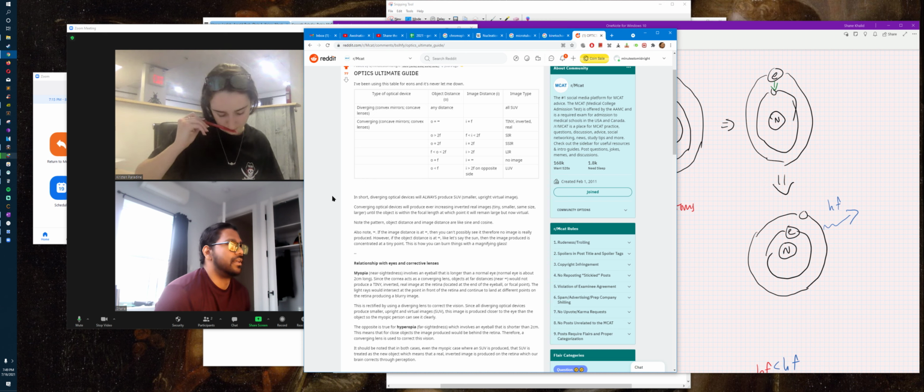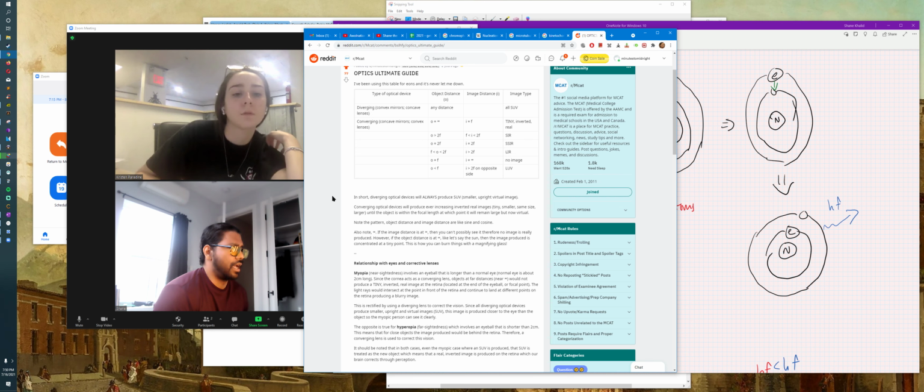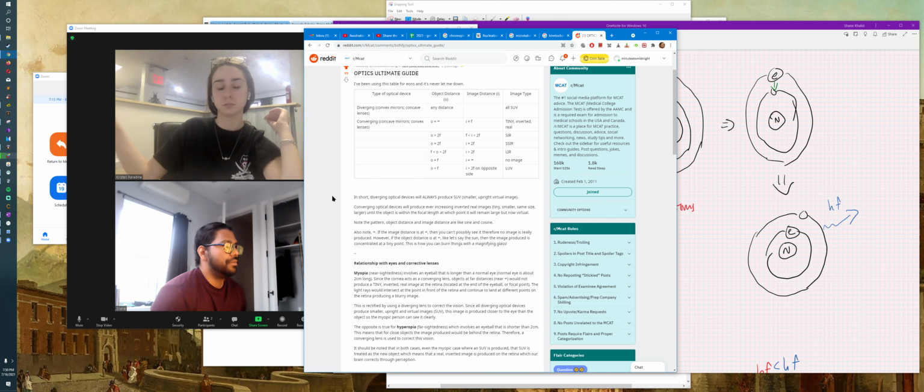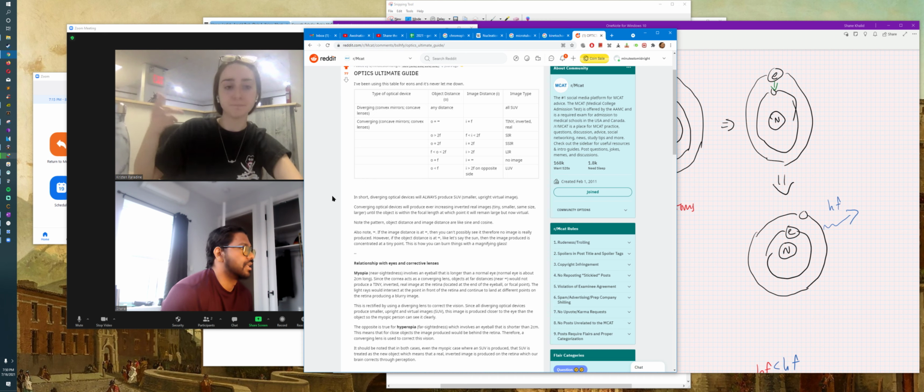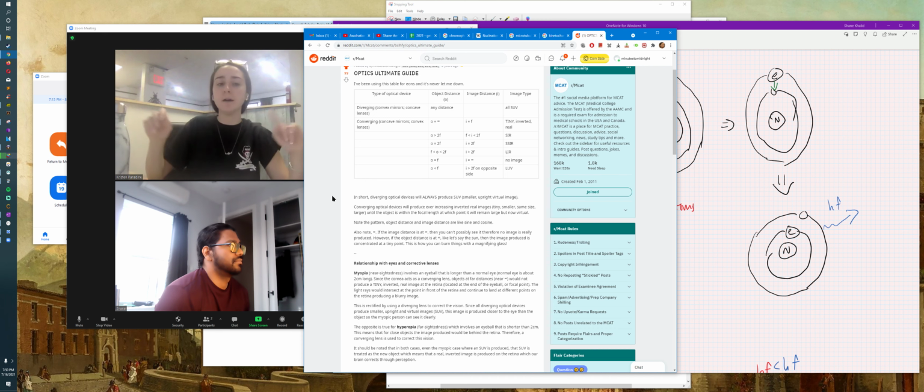Oh, yeah, definitely. You can memorize this table, but underneath that I also explain the pattern. I basically write that diverging optical devices will always produce SUV, which is a smaller upright virtual image. Where are you looking? Oh, okay, what I sent you. Yeah, I watched a video. I have notes on all this.